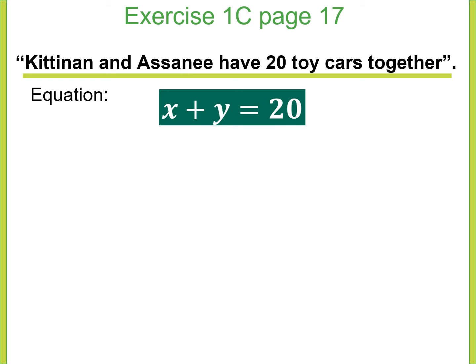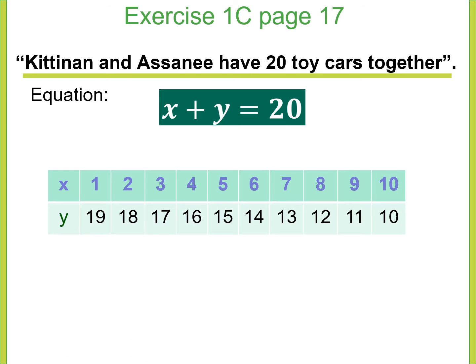So let us have another one. Kitinan and Asani have 20 toy cars together. If x is the number of toy cars for Kitinan and y is the number of Asani's toy cars, we have the equation x + y = 20. This is a two-variable linear equation because we have the x variable and the y variable, and the highest exponent is 1.